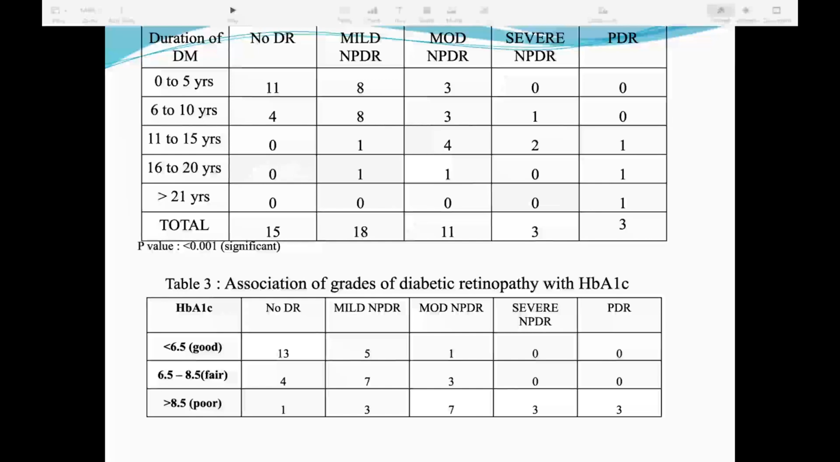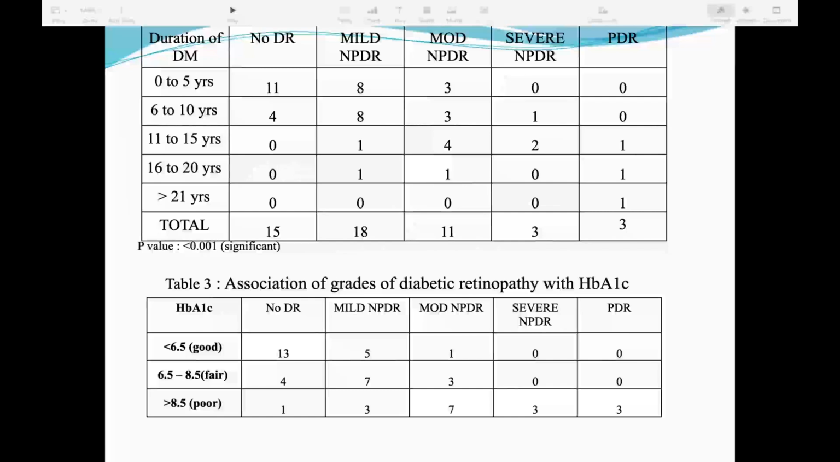Total: 15 patients showed no diabetic retinopathy, 18 patients showed mild NPDR, 11 patients showed moderate NPDR, 3 patients showed severe NPDR, and 3 patients showed PDR. The p-value was less than 0.001 and it was significant. Table number 3: association of grades of diabetic retinopathy with HbA1c.